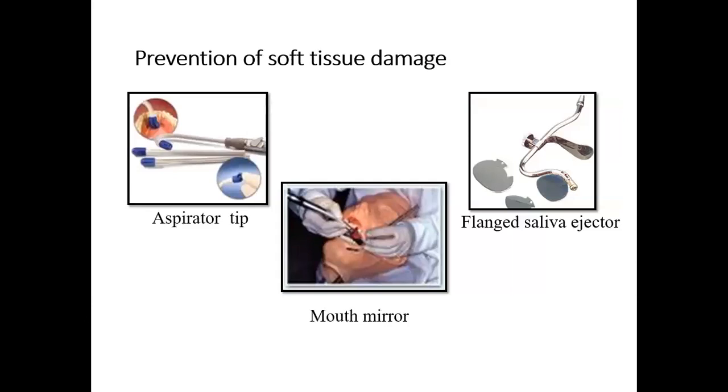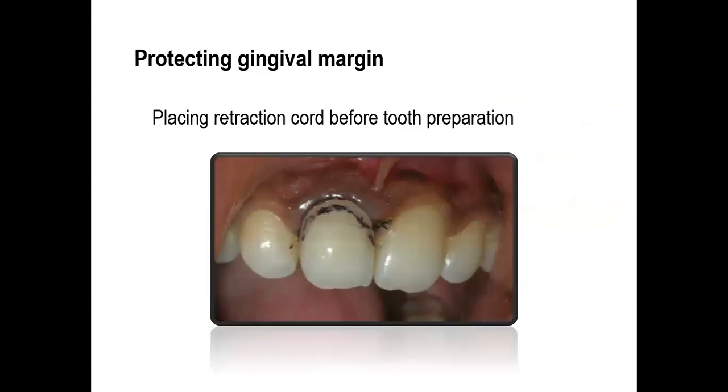Next is prevention of soft tissue damage. It can be prevented by using an aspirator tip, mouth mirror, flanged saliva ejector, this type of cheek retraction and tongue retraction. Using this type of instruments can prevent soft tissue damage. And protecting the gingival margin can be done by placing retraction cord before tooth preparation.